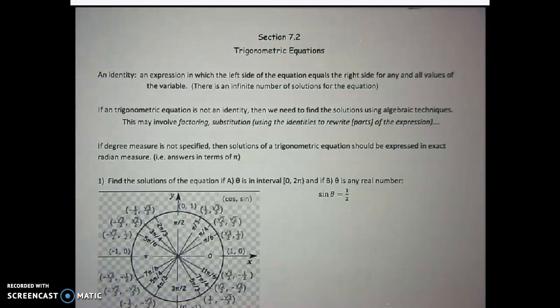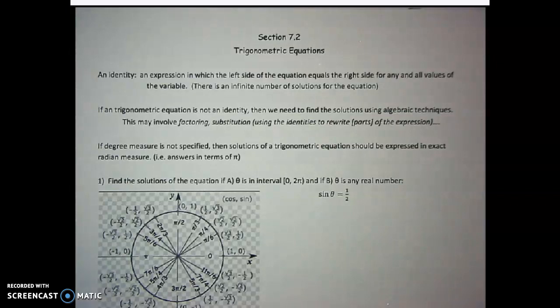Really the only way to figure out how to solve these is to jump right in and solve a trigonometric equation. So the first one: find the solutions of the equation, first of all (a) in the interval 0 to 2 pi, and (b) if we were going to extend that to using any real number. We're going to start off with one that's fairly simple, fairly straightforward. We want to know when is the sine of theta equal to 1/2.